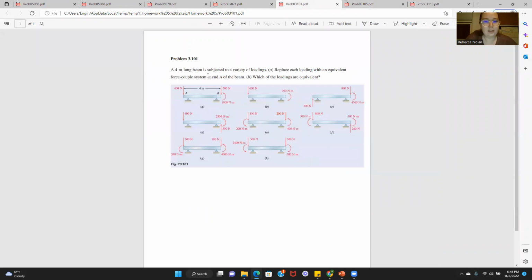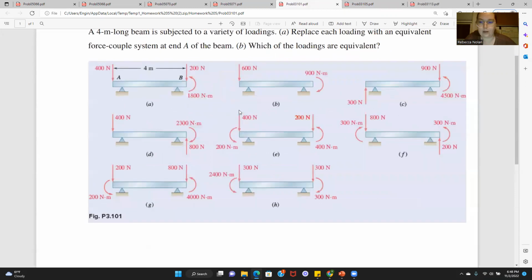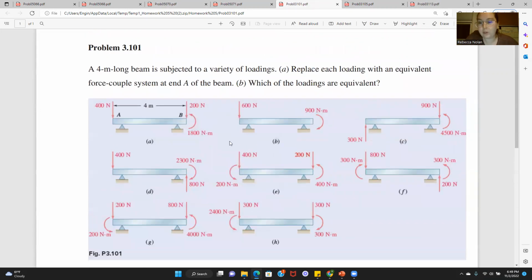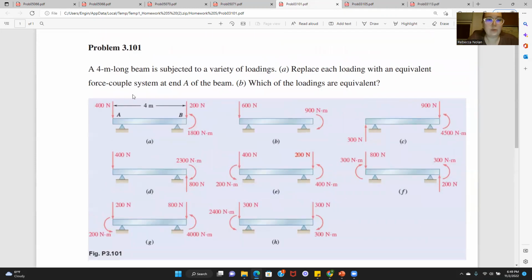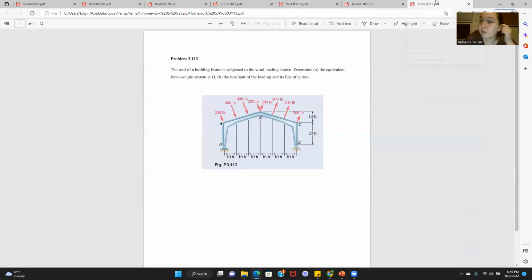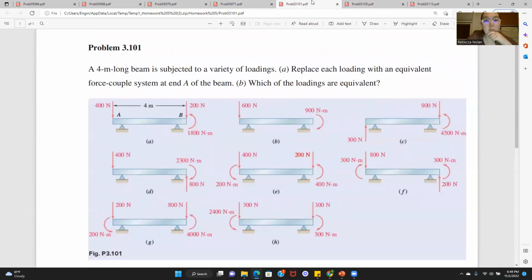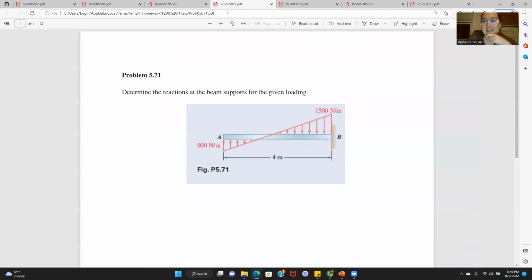Okay. Let's start with these. I don't know that I want to go through all of these. But this is a good one to reference when we're talking about finding the reaction supports. Okay, so let's take a look at this. Replace each loading with an equivalent force couple system at the end of it. You know what? I think I thought this was a different homework. So I'm going to pull back on that.